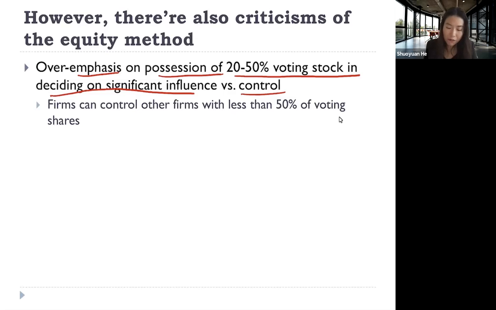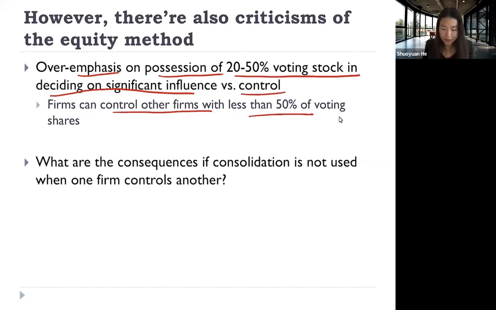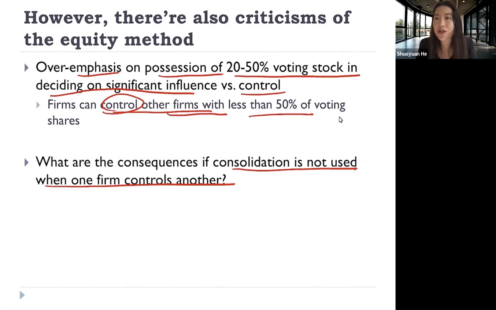But sometimes a firm may actually control other firms with less than 50% of the voting share. So this can happen in a lot of situations. And what are the consequences if consolidation is not used when one firm controls another firm? In this situation, when one firm controls another firm, we should use consolidation. But if we just use the 20 to 50% rule, we may just use the equity method.